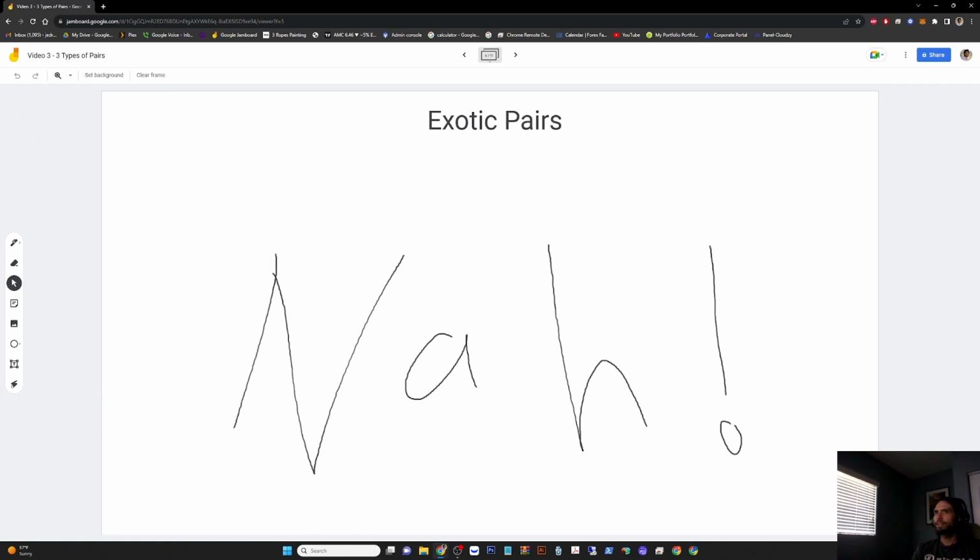The third is exotic pairs. These are currencies that belong to developing countries. The trading volume is very low. Will not be touching it, not in my videos.